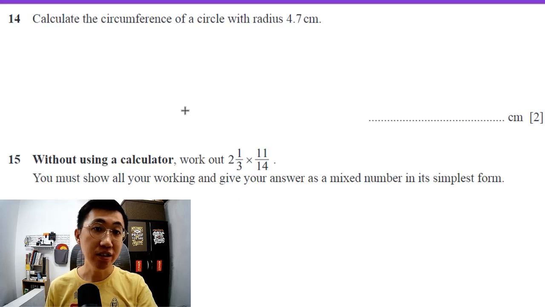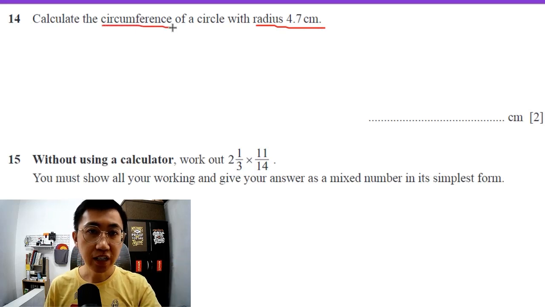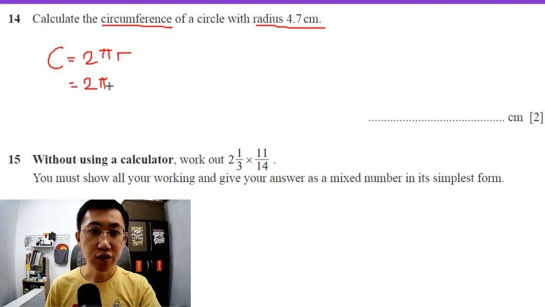14. Calculate the circumference of a circle with radius 4.7 cm. Okay, so we just need this straight away. Highlight the keyword and use the formula. Okay, circumference is 2 pi r and pi is a constant. Radius is 4.7. Just fill up with this because we need to show working.